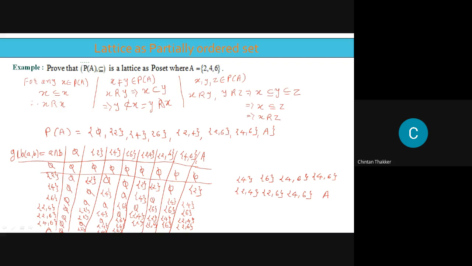So if you check all the elements in the union and intersection tables, all elements belong to P of A. That means the LUB and GLB both belong to P of A. So it is a lattice.